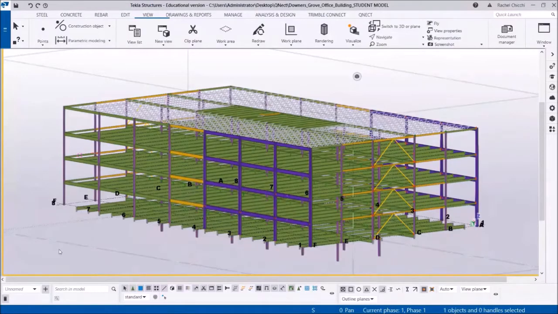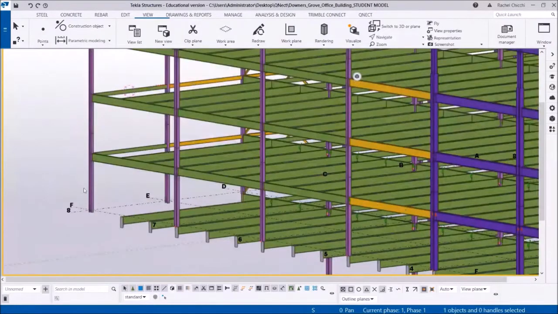This building is a 4-story office building with 1 story below grade, meaning that there is a basement. It's located in Downers Grove, Illinois, which is in a low seismic region. It is a 102,000 square foot building. The story heights in this building are 13'6", which is somewhat typical floor-to-floor heights in office buildings.